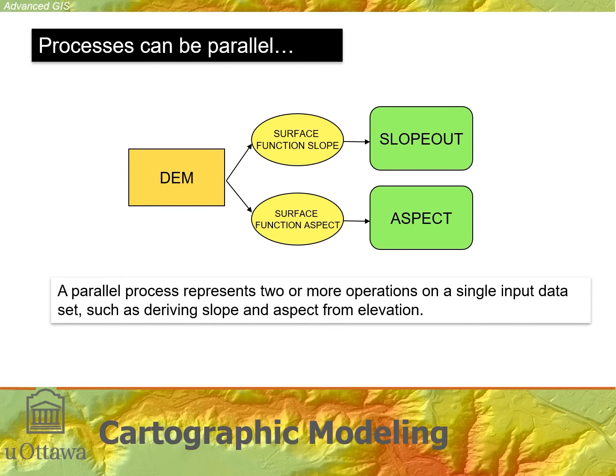As single processes, they can be parallel. So here's a parallel process, for example, that uses the same input on two different functions to produce two different outputs. The DEM elevation model goes into a surface function to get aspect, and we have an output aspect. It also goes into slope to show an output called slope out. So the slope and aspect of the land, where the aspect is the direction of the steepest facing slope. So that's another type of single process that's called a parallel process.